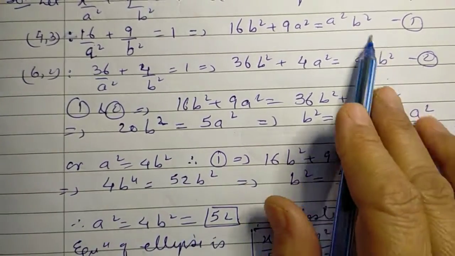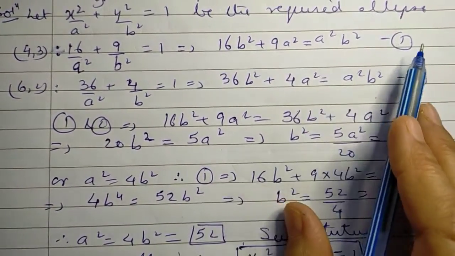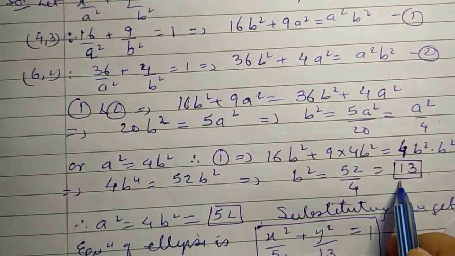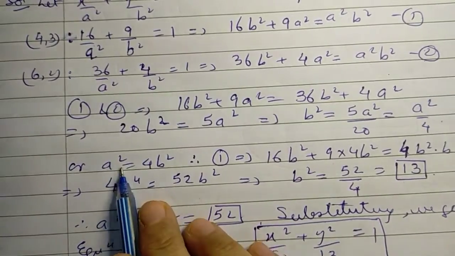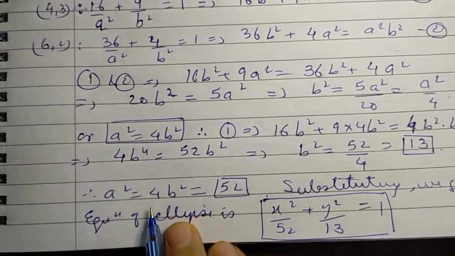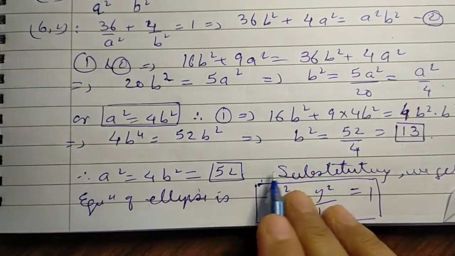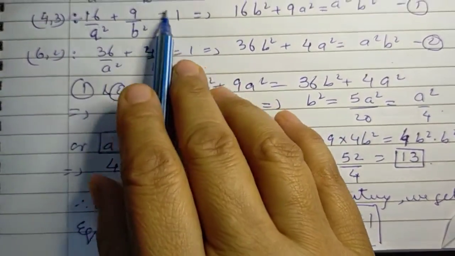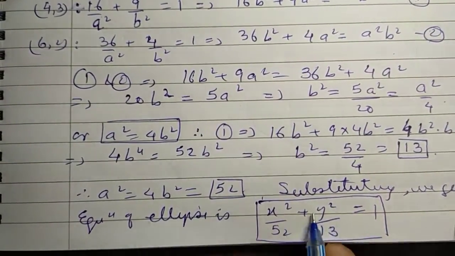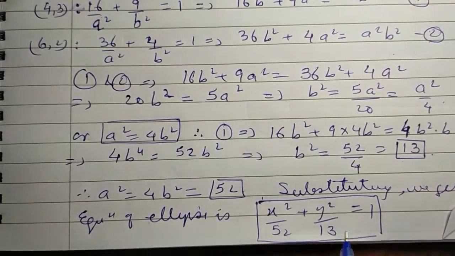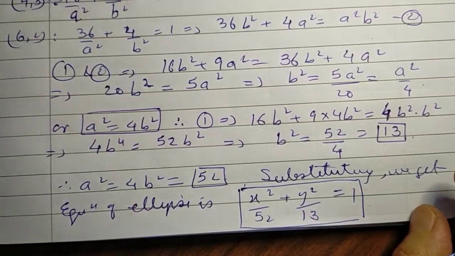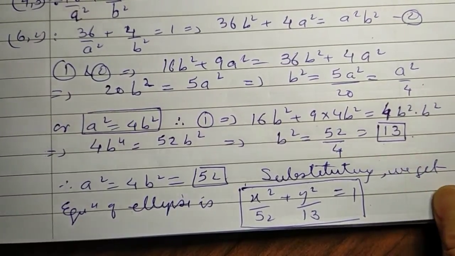Substituting this in any one of these equations, let's substitute in equation number 1, we get b squared equal to 13, and substituting in this expression, a squared is 4b squared, which comes out to be 52, and so the required equation comes out to be x squared over a squared, which is 52, plus y squared over b squared, which is 13, is equal to 1. On the same lines, similar problems can be solved, and this whole exercise can be completed.